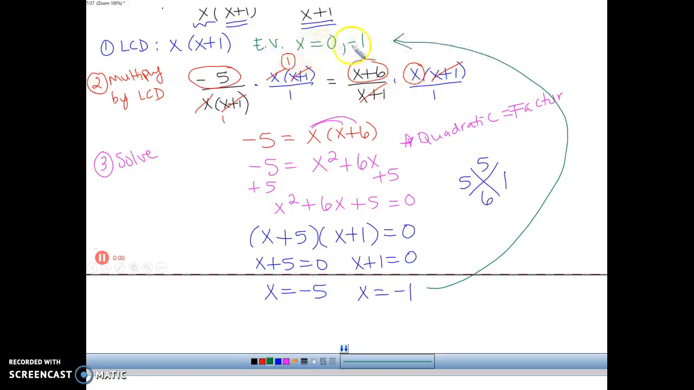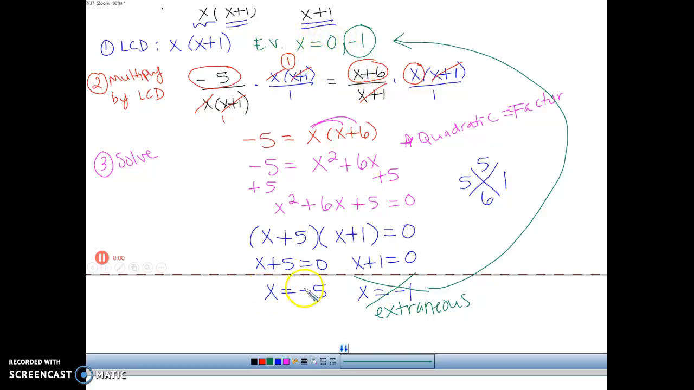Notice I have x equals 0 and -1. This time I have a -1 and I had a -1 in my solution. So therefore this is not a solution because it's an excluded value. So this is an extraneous solution because it's an excluded value. You are not allowed to have a -1 as an answer, because if you have -1, then your denominator would be 0 and you can't divide by 0.